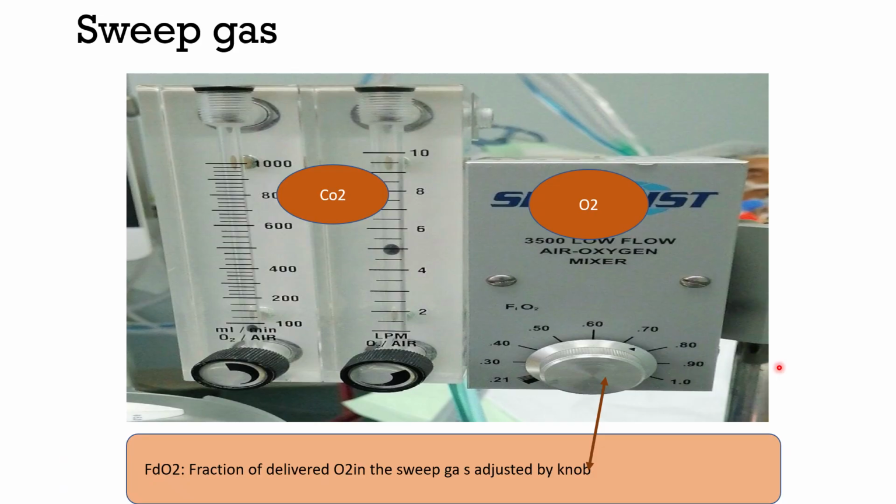Another important part in the circuit is the oxygen blender, or the delivered oxygen, FDO2. We call it FDO2 to differentiate it from FiO2 from the monitor. From here we can increase the oxygen. And here is the sweep gas. This is the adult part and this is the pediatric part. From here we can increase the sweep gas to wash out CO2.